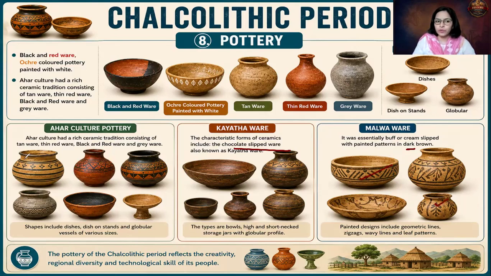Okay, so if you summarize this, Ahar pottery you mainly get in black and red ware, gray ware. If you talk about the Kayatha ware, it's a chocolate slipped ware. Slipped in the sense it's smooth in its finish. Malwa pottery is a cream or buff slipped one, a smooth one. Slipped means smooth, with dark brown painted patterns. Okay, let us move ahead.